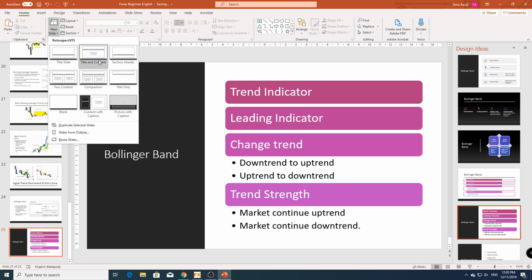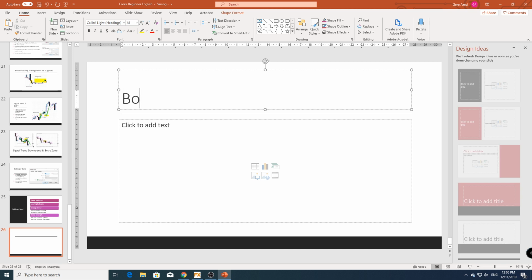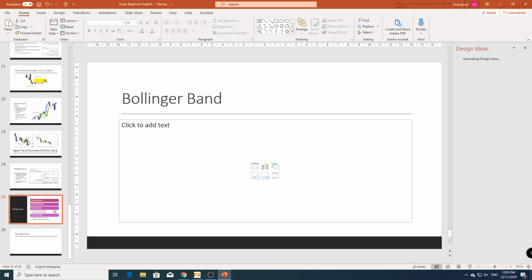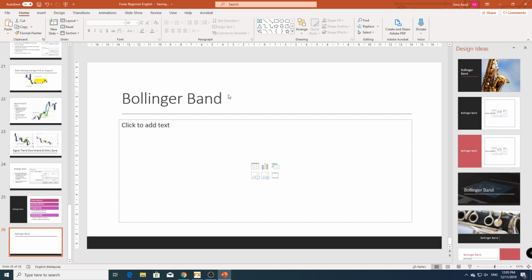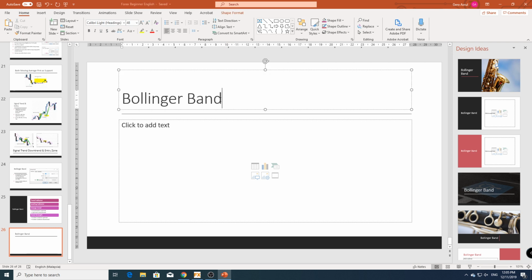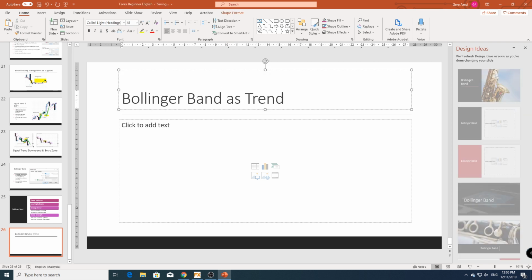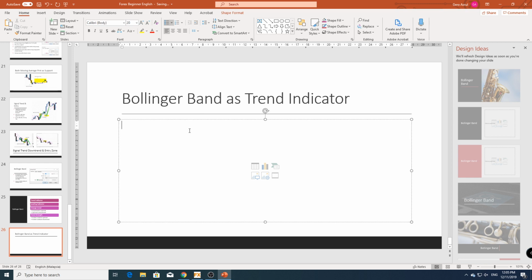So I'm going to introduce another one. This is about the Bollinger Band. What does the Bollinger Band do? The first one is the trend indicator, right? So Bollinger Band as a trend indicator. The trend indicator shows, first, the sideway.